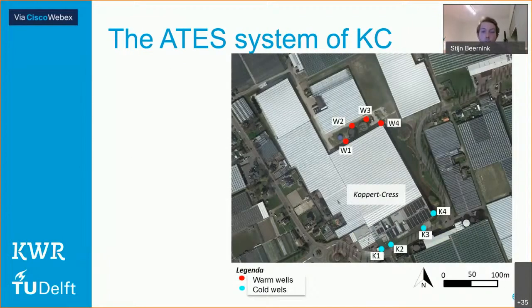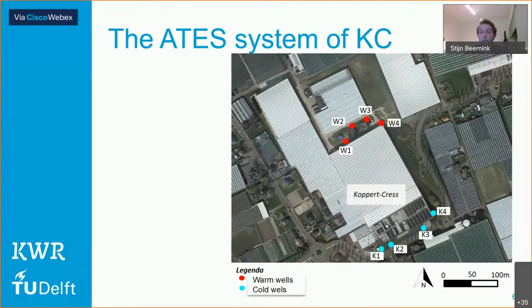So yeah, here's an overview of the ATES system of Koppert Cress. In the middle, you see the large greenhouse of Koppert Cress, and on the northern side, the four warm wells, and on the southern side, the four cold wells. And they are located about 200 meters apart from each other.